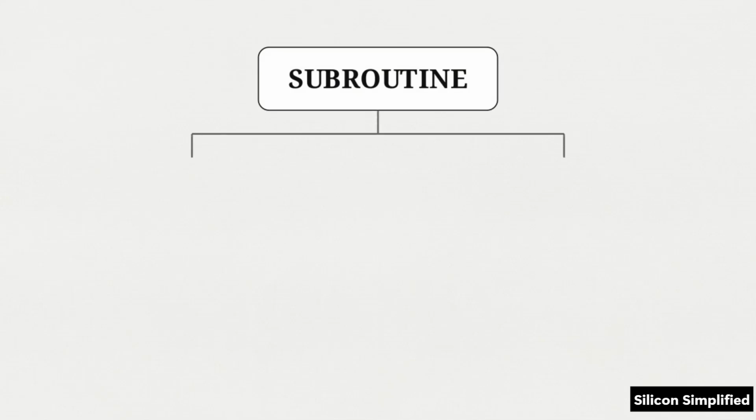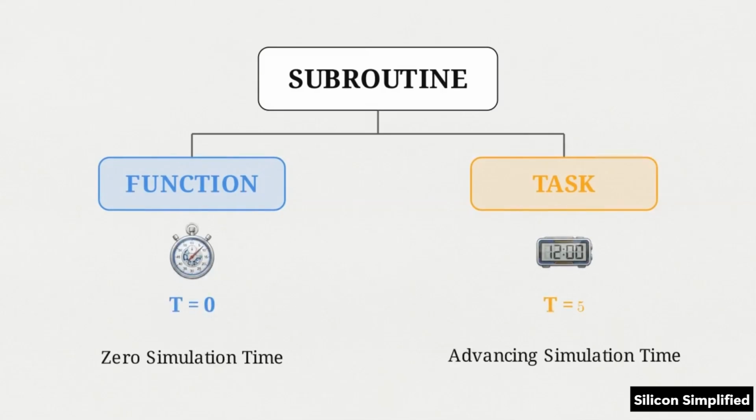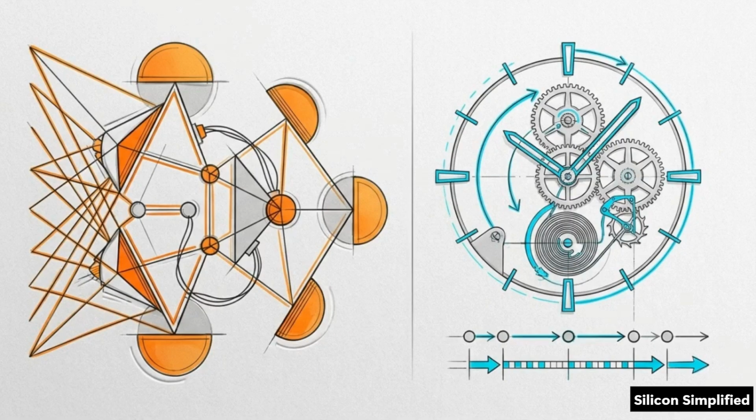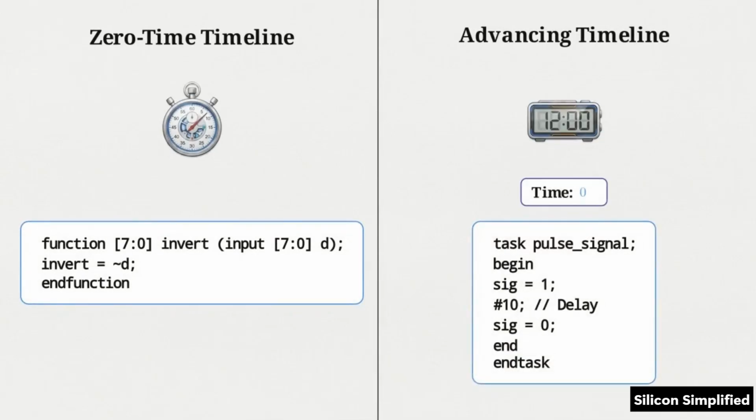You have to divide your subroutines into two distinct categories, separated entirely by how they interact with simulation time. The IEEE 1364 standard provides two distinct structural subroutines to handle this: the function and the task. On the left, a Verilog function operates under strict temporal constraints, executing its entire logic block in exactly 0 simulation time. On the right, a Verilog task is entirely time-aware. It can pause execution, wait for specific clock cycles, and then resume.